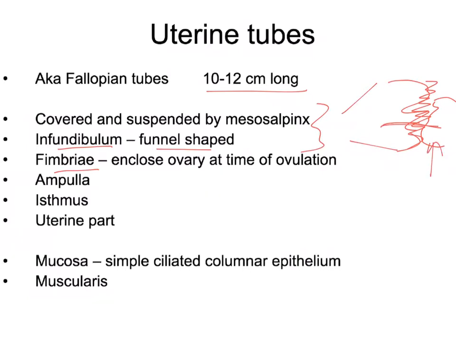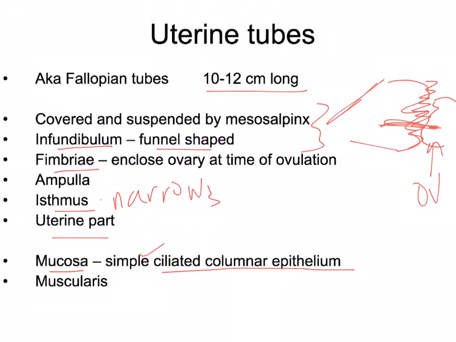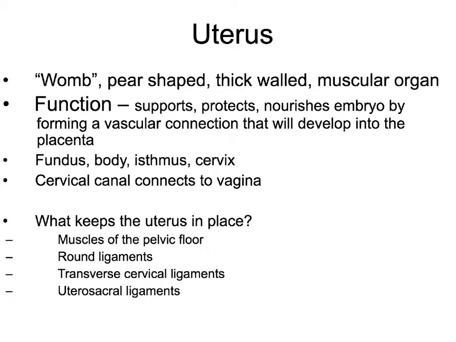So if this is the ovary, they're going to kind of catch the egg. The ampulla is just the wider part. The isthmus is where it narrows. And then it's going to go down to the uterus. The mucosa of it is simple ciliated columnar epithelium, so that's going to move the egg, or the oocyte, to the uterus. And then the muscularis is smooth muscle, so there'll be peristalsis moving the egg.